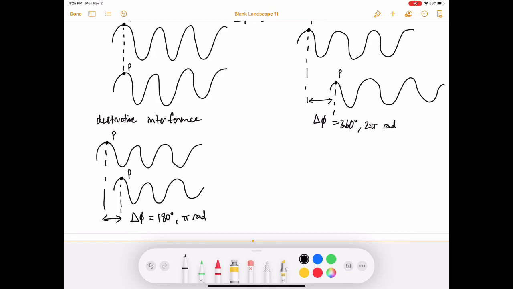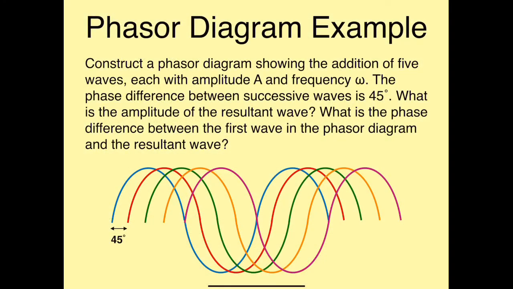Either way, the underlying math that we're talking about is the same. These are just different ways of visualizing what's going on. So let's do an example.